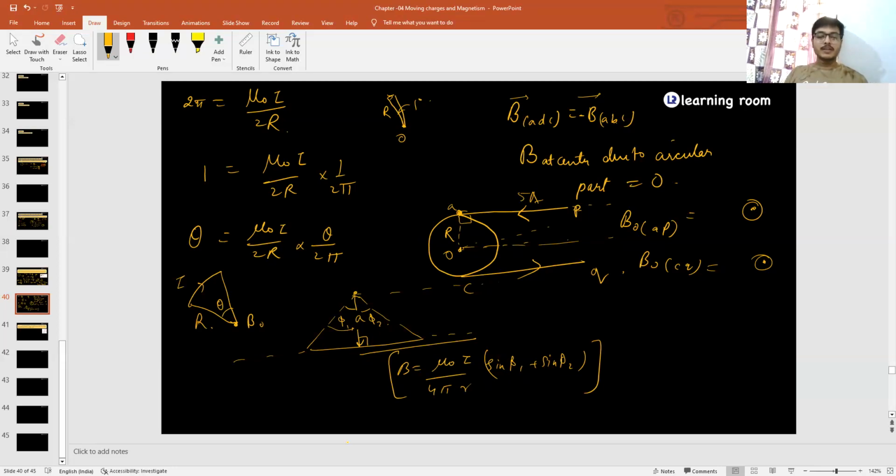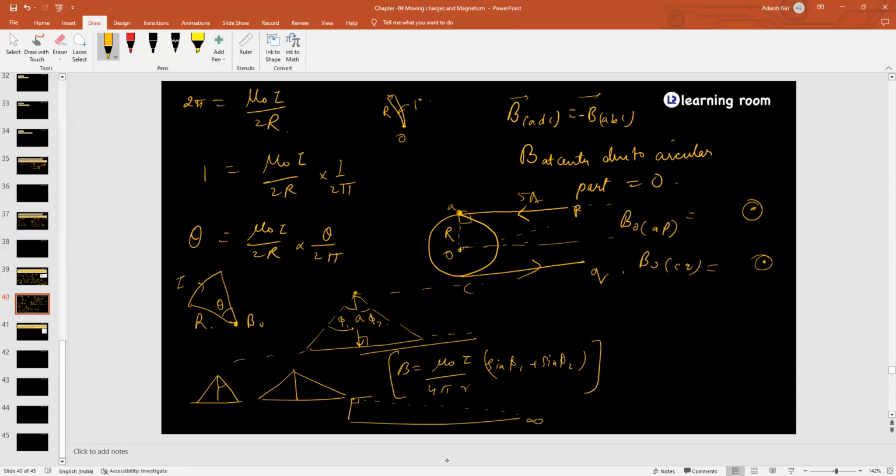For example, if I want to find the field for this particular length, this will be my angle. If this length increases, my angle will also increase. And if I take a length at infinity, this line will be nearly perpendicular, isn't it? This is at infinity. Agree, everyone? So phi1 is 0, phi2 is 90 degrees.